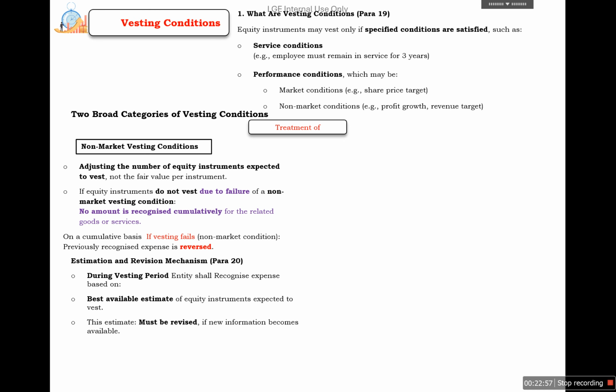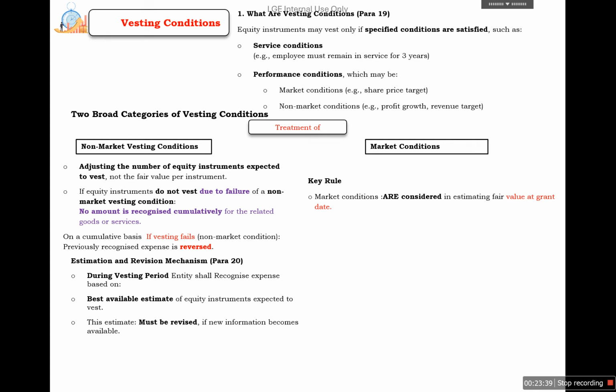So what is the estimation revision mechanism? During the vesting period, the entity shall recognize expense based on the best available estimate of the equity instruments expected to vest, and this estimate should be revised on a yearly basis. Next is the market condition. The key rule is that market conditions are considered in estimating the fair value at the grant date. Whatever fair value we have provided, all the conditions, ups and downs, have been considered while calculating the grant fair value at the grant date.